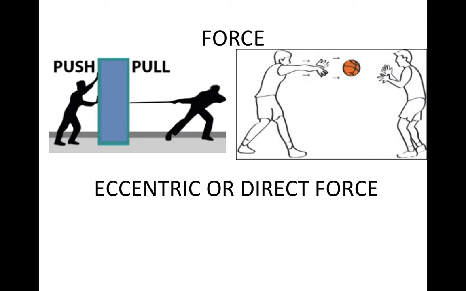Some types of forces are a direct and eccentric force. A direct force is when the force is applied directly through the object's centre of mass, which would cause it to go straight. For example, if the basketball is thrown with the force applied directly to the centre of mass, it will go in a straight line without any spin. An eccentric force is when the force is applied to the outside of the object's centre of mass, for example, on the outside of the basketball, which will cause the ball to spin as it is thrown, affecting its movement.